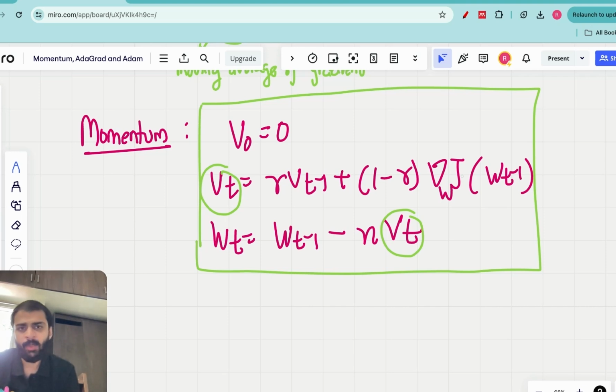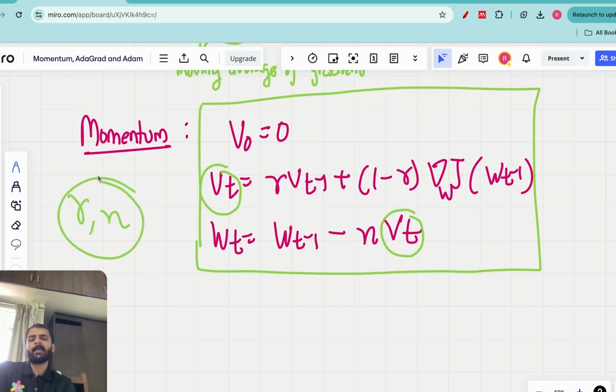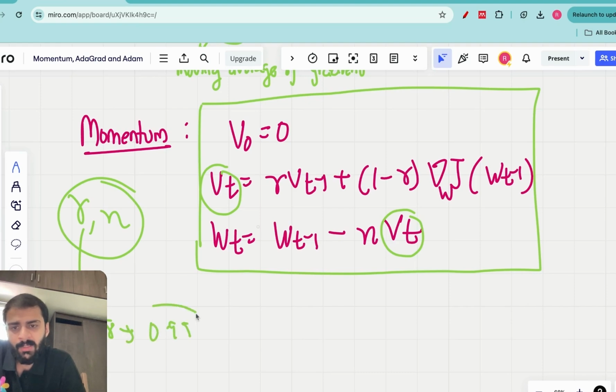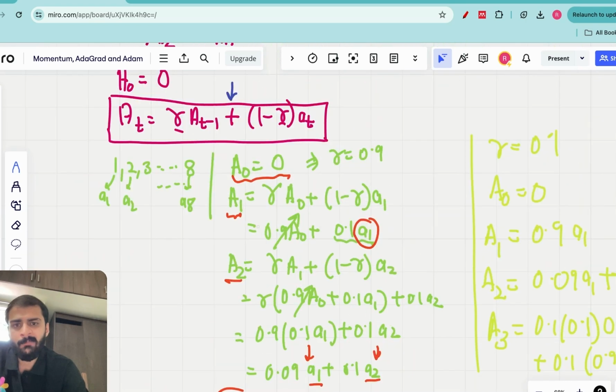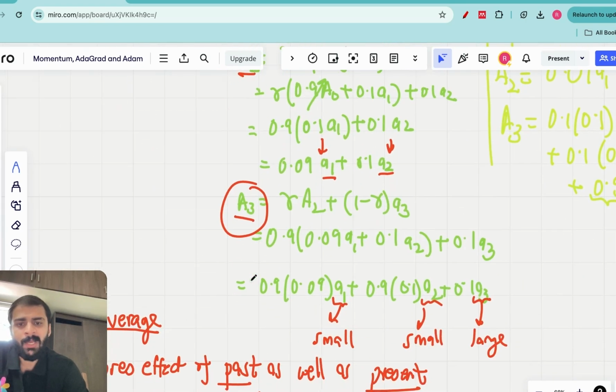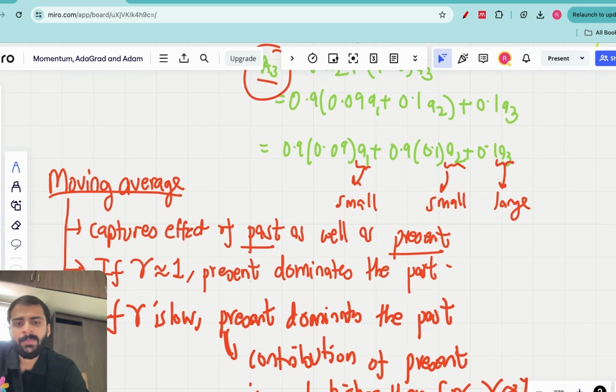And as you can see, there are two parameters which have been introduced here. There is a gamma parameter and there is a step size, eta, parameter. It turns out that in momentum, the actual value of gamma which is used ranges from 0.8 to 0.99. And remember what we saw for high gamma values in the moving average. If the gamma value is high, then more emphasis is given to the past values than the present values compared to when gamma is low.